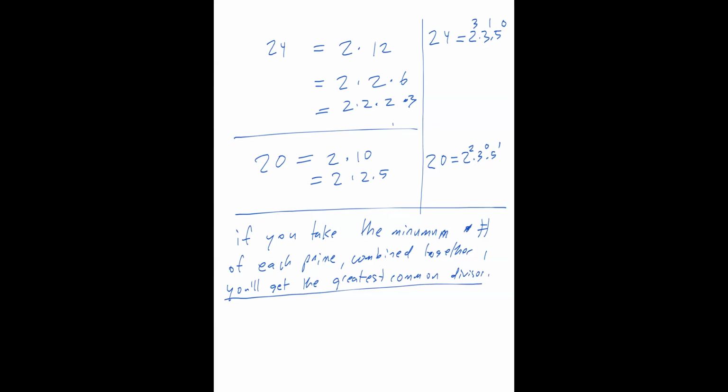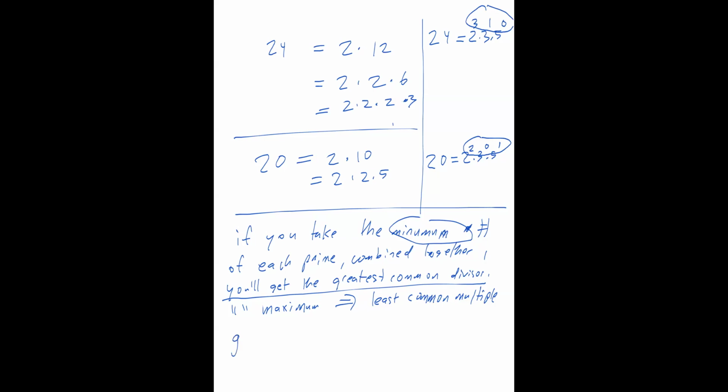And then if you do the same thing, but you take the maximum number of each prime between the two numbers, then you'll get the least common multiple. So in other words, if you look at the powers, which are 3, 1, and 0, and 2, 0, and 1, if you take the minimum number of each one, then you combine that number of prime numbers together, you'll get the greatest common divisor. So let's go ahead and do that.